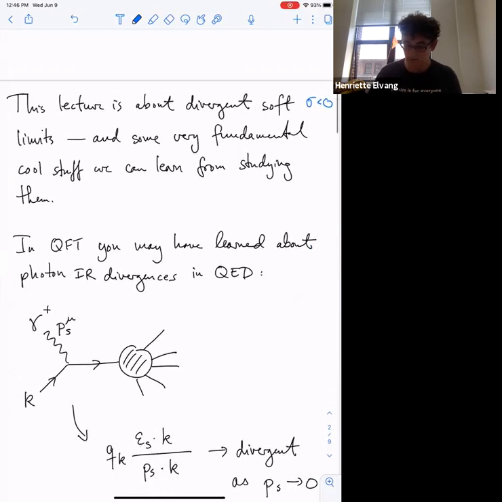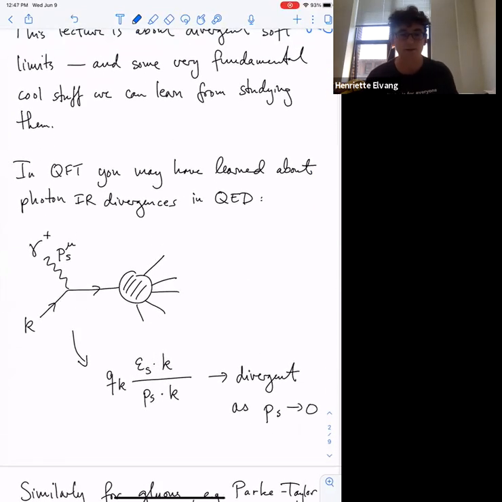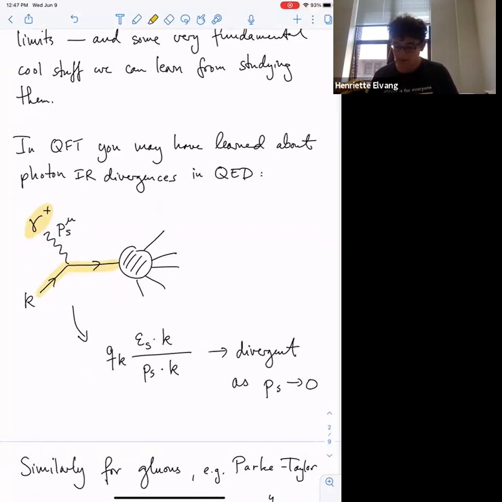So let's go back to your quantum field theory class, where you may have learned about photon IR divergences in the context of QED. So suppose you have some photon, like this one here, and you have a particular diagram. There are, of course, many diagrams that contribute to an n-particle process. But let this photon interact with something that could be an electron or a positron or some charged particle. And then you can see that the contribution from this diagram has a factor of this form here. Qk is the charge that is associated with this electron or positron that sits there. So in some units, it's plus or minus 1.